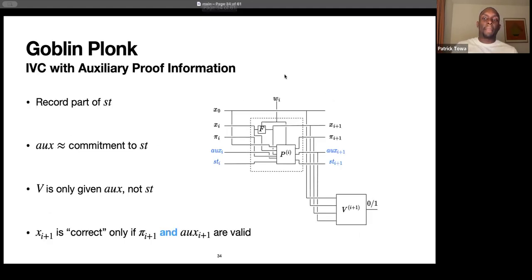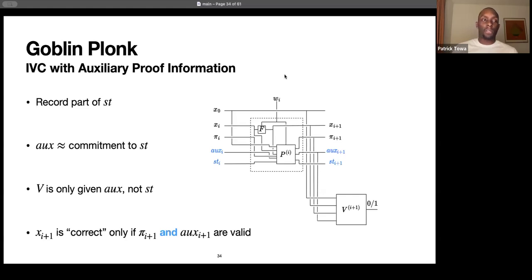So, where was I? Yes. Compared to the picture that we had before with the IVC, where we just had the proofs and the outputs, now I'm adding two things: the auxiliary input, the auxiliary proof information, and also the state to the syntax, basically.